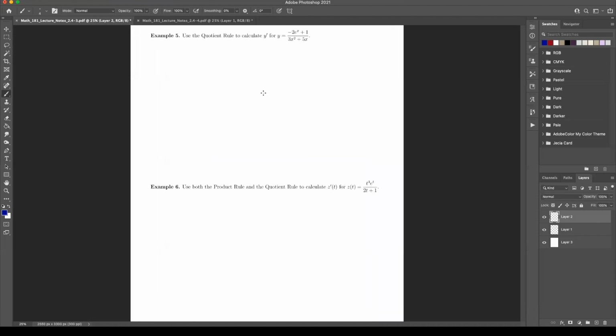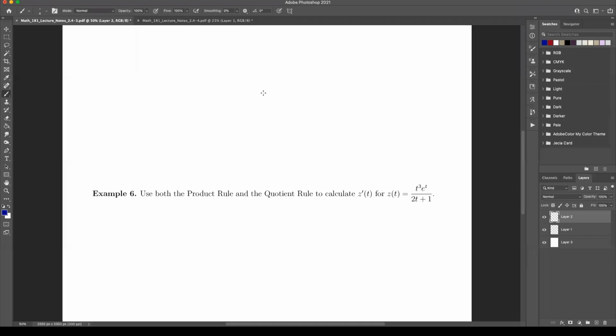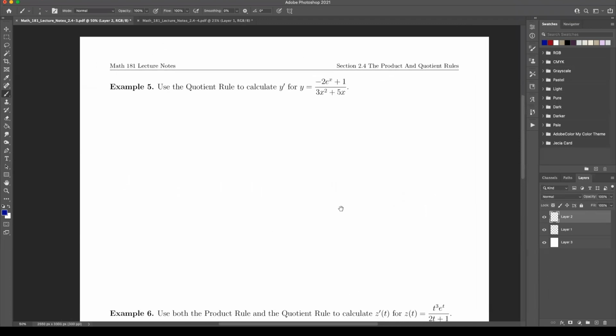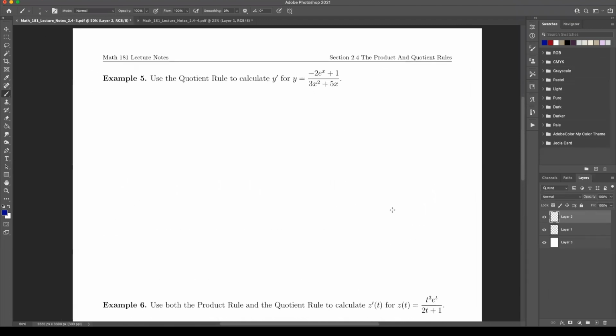All right, so let's go ahead and zoom on in. Let's have you guys try this one. Set this equal to f, set this equal to g. And then remember your quotient rule: f over g, prime, is equal to f prime g minus f g prime, all over g squared.